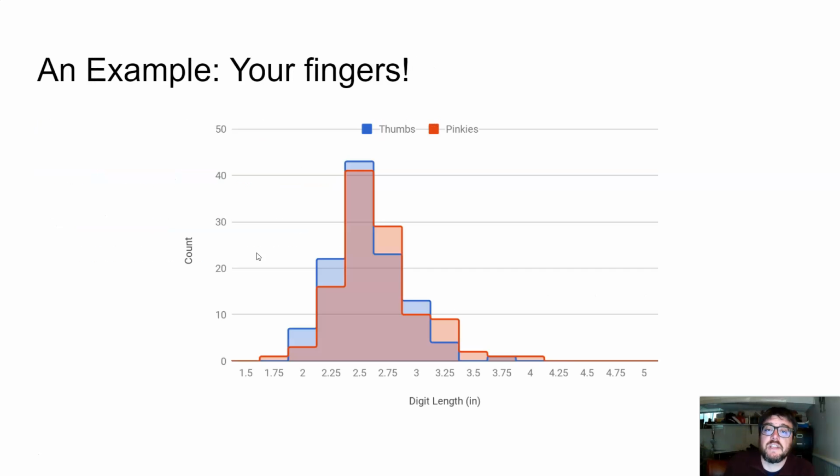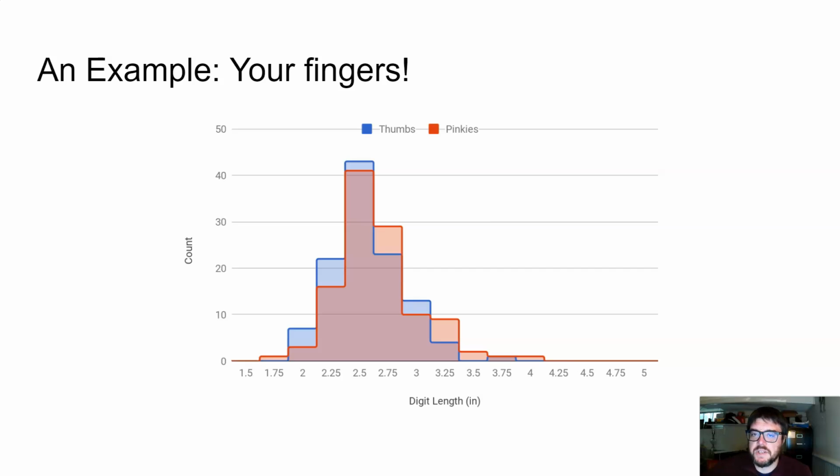So here's another example: fingers measured in different classes. We measured your fingers, your thumbs and pinkies. Here we have distributions of thumb measurements in blue and pinky measurements in pink, of course. And you can see that they overlap. So the question is, are thumbs longer or shorter or roughly the same size as pinkies?